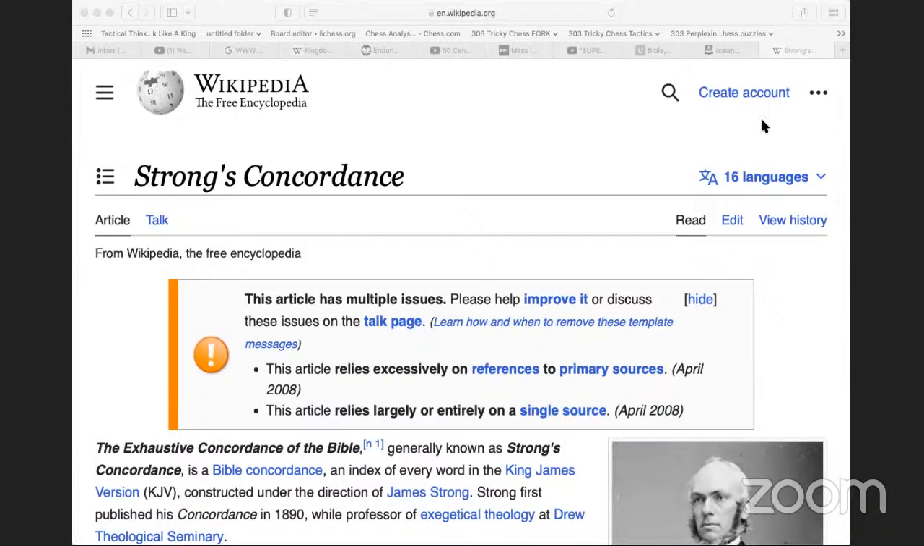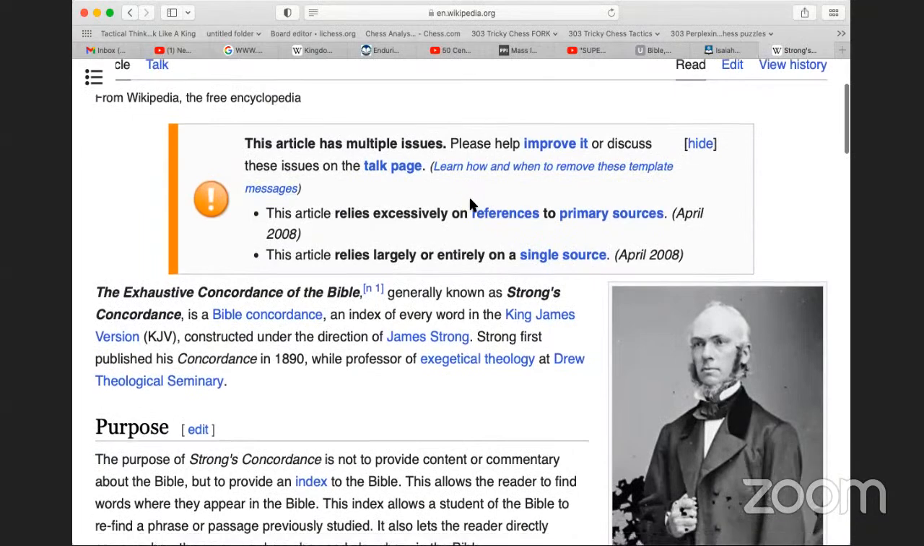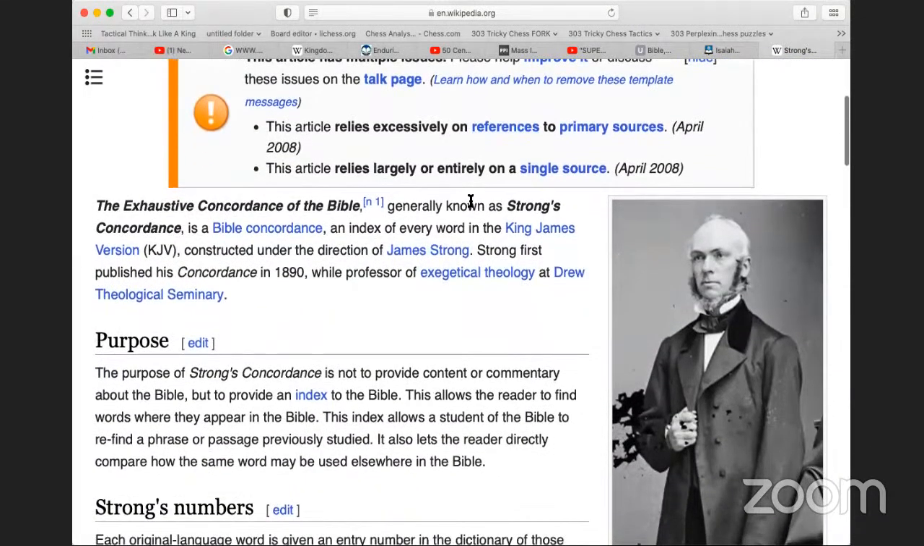Okay, so let me first off start with the Strong's Concordance. I think this is important. You got to know what this is. This is an exhaustive concordance of the Bible, right? That means going all out. Generally known, let me make this a little bigger.